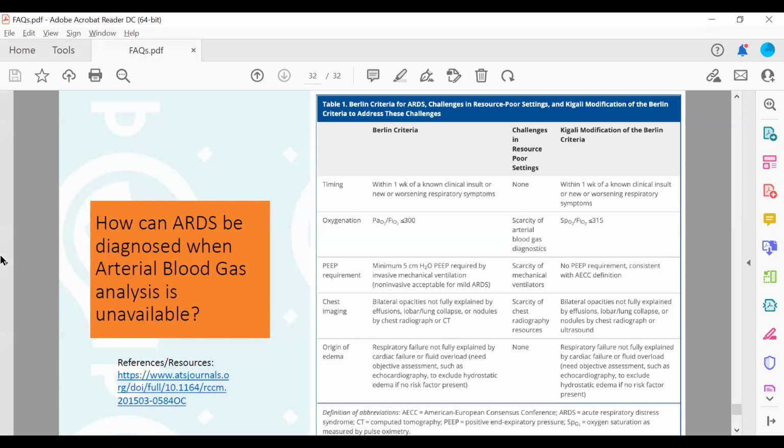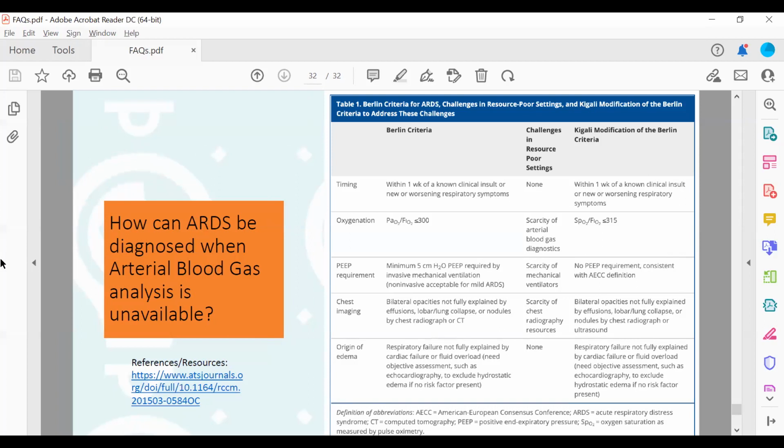The other criterion is that you don't require PEEP in that. And for opacities, you may use ultrasound or chest X-ray because in low-income settings, CT scans are not easily available. And for the origin of cardiac failure, there was no change about that, as long as it is not fully explained by cardiac or heart failure or fluid overload.